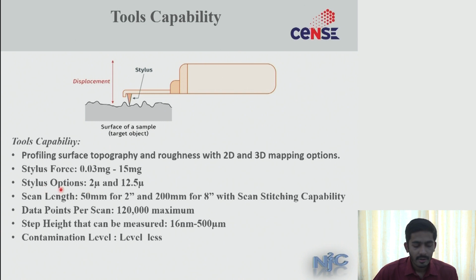Coming to stylus options, you have two options, one is 2 micron and the other one is 12.5 micron. Coming to the length of the scan, you can measure starting from 50 mm, which is for the 2-inch sample, all the way to an 8-inch full wafer. Coming to data points, you can have at max 1 million data points. The step height can range from 60 nanometers to 500 microns. This is the range within which you can measure your step height using the DEKTAK tool. And as previously mentioned, this is level-less from the contamination perspective.